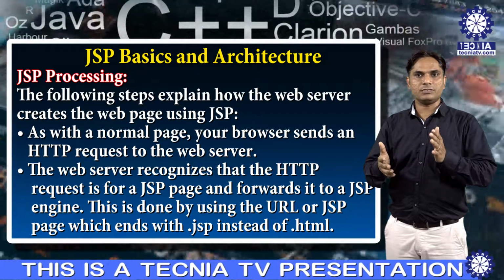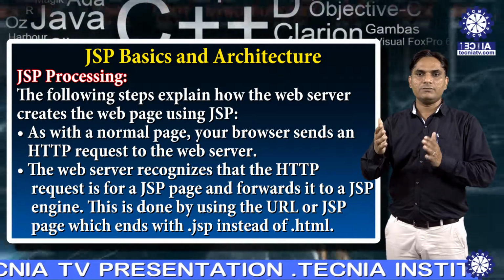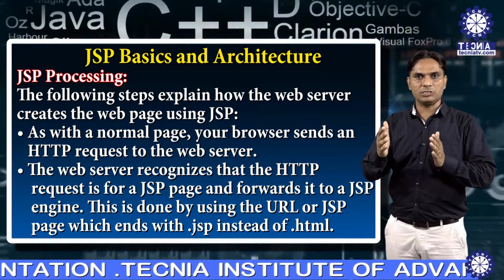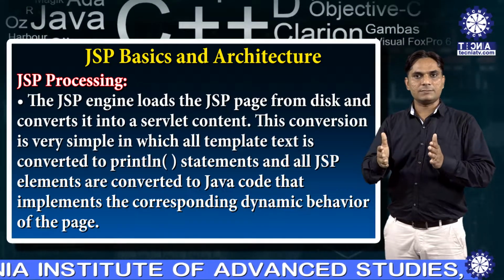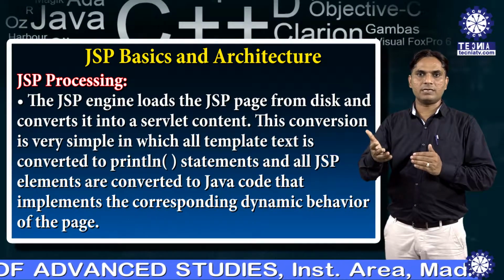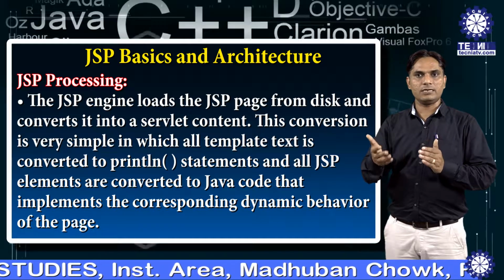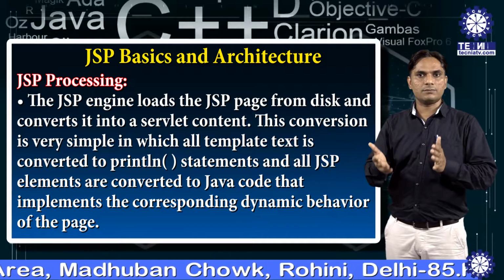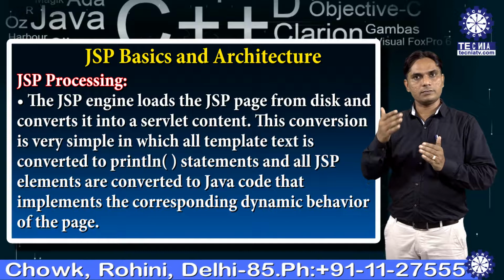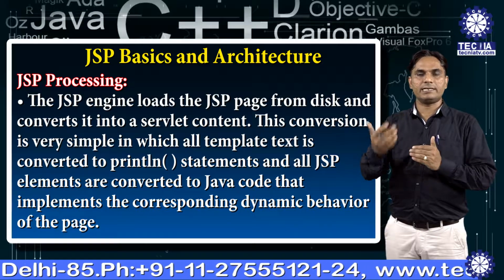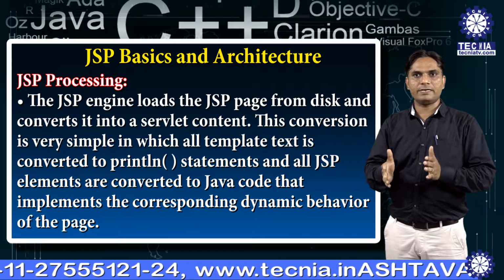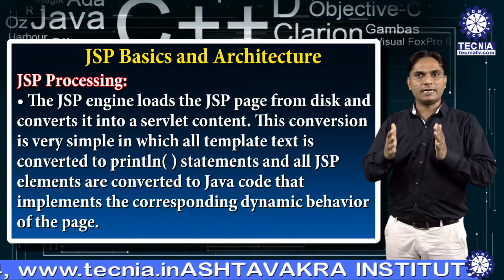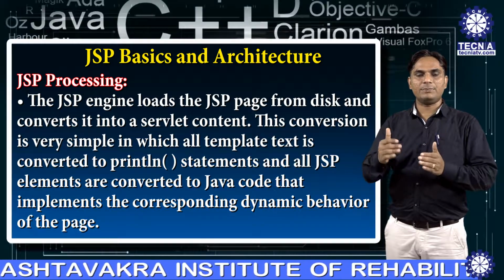This is done by using the URL of a JSP page, which ends with .jsp instead of .html. The JSP engine loads the JSP page from the disk and converts it into servlet content. This conversion is very simple, in which all template text is converted to println statements, and all JSP elements are converted to Java code that implements the corresponding dynamic behavior of the page.